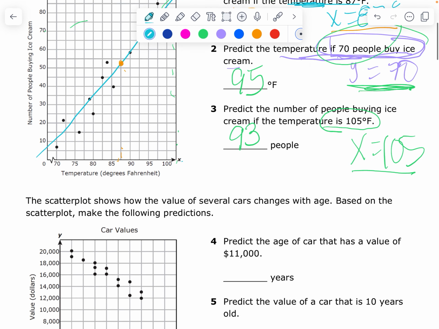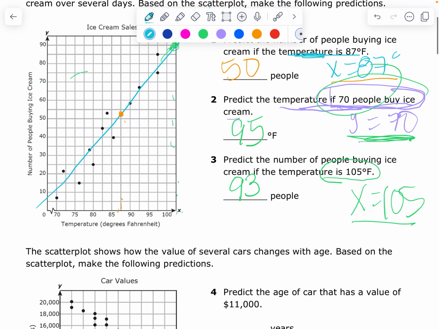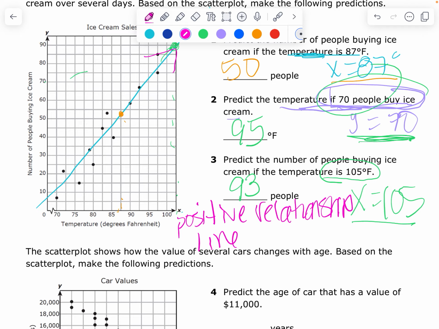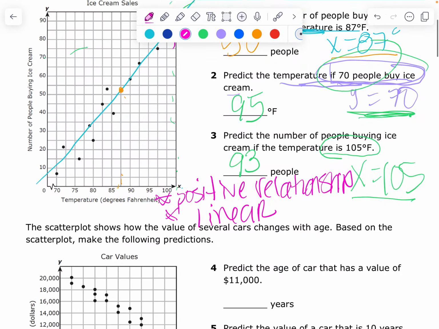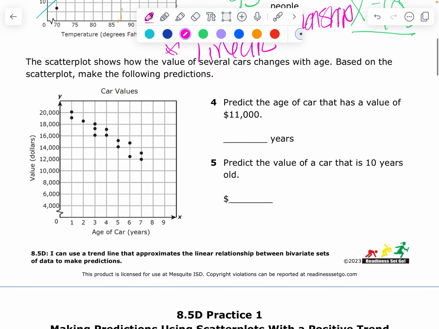Okay, so now, again, I'm going to draw the trend line that best fits. Oh, actually, before we do that, let's review what we talked about yesterday. My line is going up, so there's going to be a positive relationship. So go ahead and add that. And it's also linear. We don't see any curves. They're all pretty much going the same direction, going up. So these are the two things we talked about yesterday.